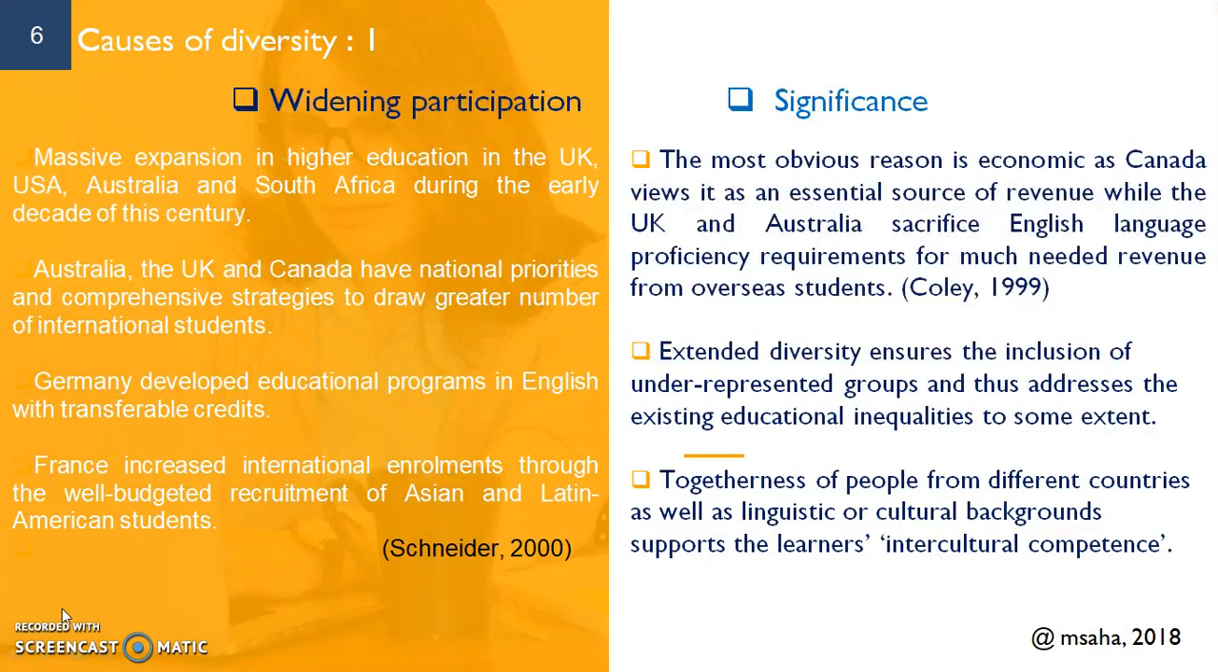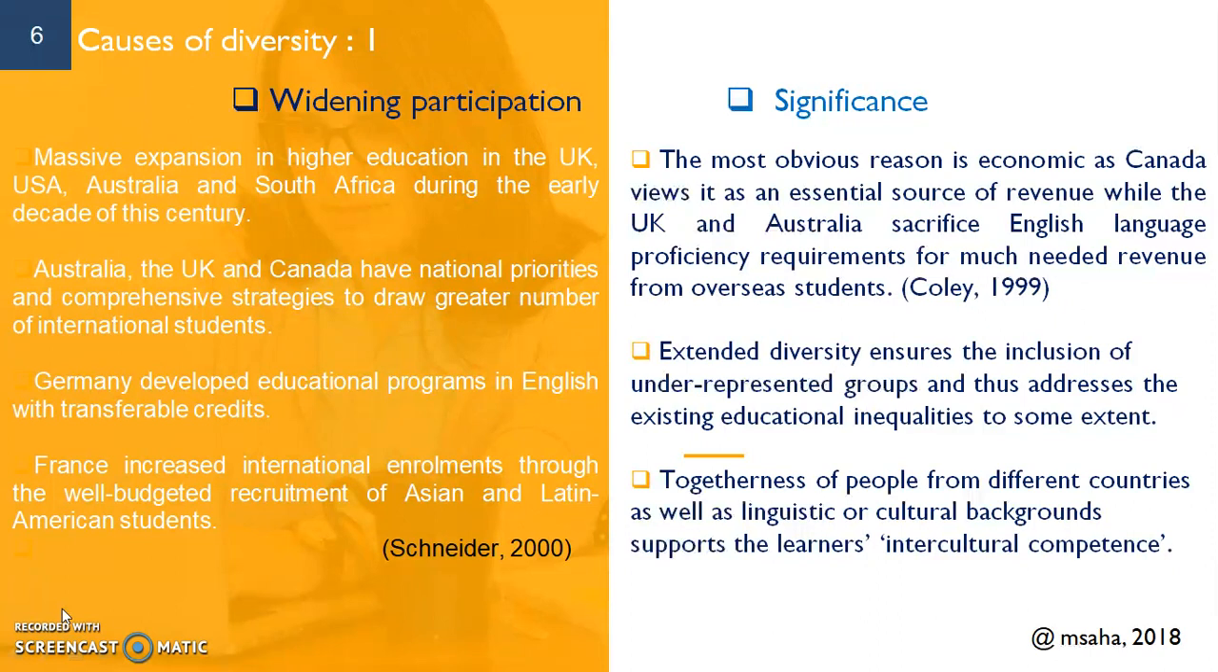Wingate outlines widening participation and internationalization as the 2 reasons for student diversification in higher education, because government policies and a range of initiatives resulted in a massive expansion in the number of students attending higher education during the early decade of this century. Australia, the UK, and Canada have national priorities and comprehensive strategies to draw a greater number of international students. On the other hand, Germany developed educational programs in English with transferable credits, and France increased international enrollments through the well-budgeted recruitment of Asian and Latin American students.